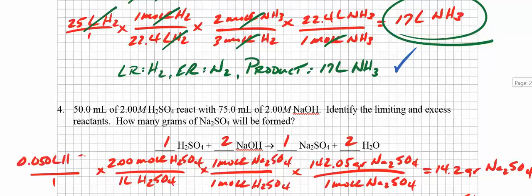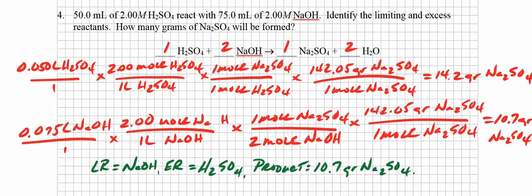Okay, number 4 says this. It says a 50 milliliters of a 2.00 molar, that's moles per liter, H2SO4 solution reacts with 75 milliliters of a 2.00 molar sodium hydroxide solution. Identify the limiting and excess reactants. And then I'm asked how many grams of sodium sulfate will be formed. All right, so here we go. We're going to start with a balanced reaction. It's a 1 to 2 to 1 to 2 mole to mole to mole to mole relationship.